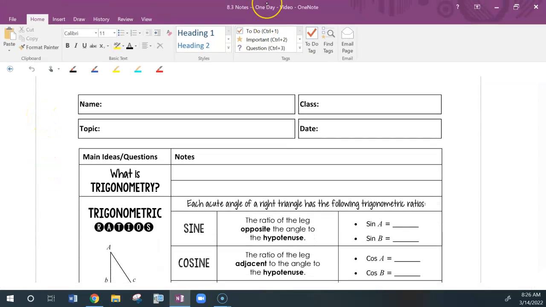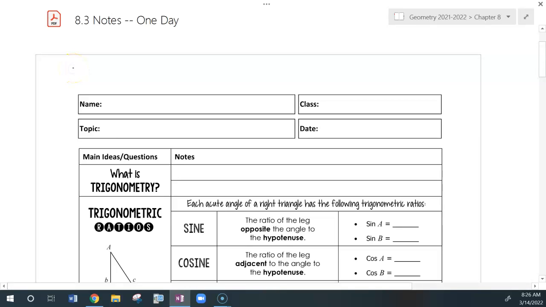So section 8.3 is on right triangle trigonometry. And what trigonometry means is the measurement of the sides of a triangle. And with trigonometry, we can relate the angles and the sides.